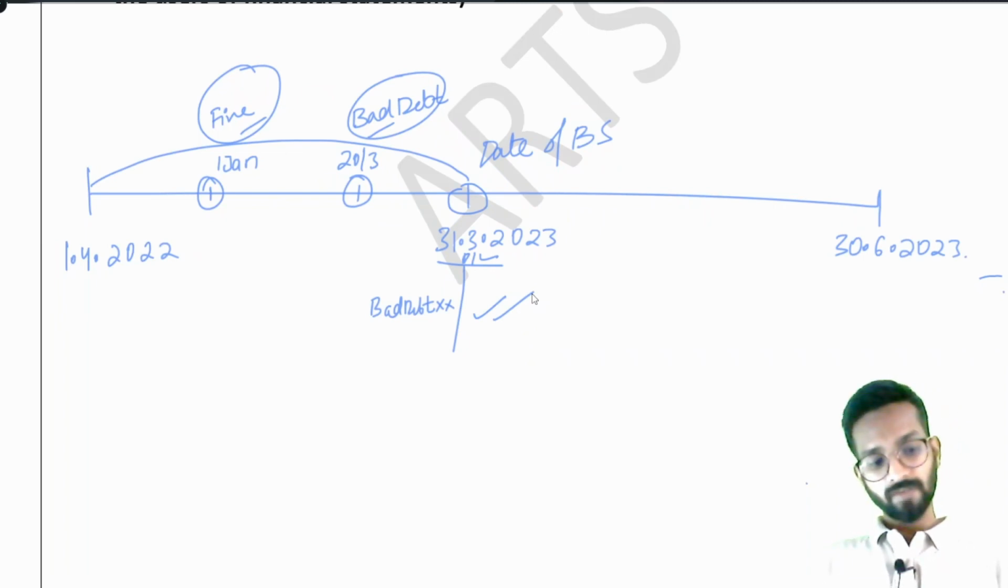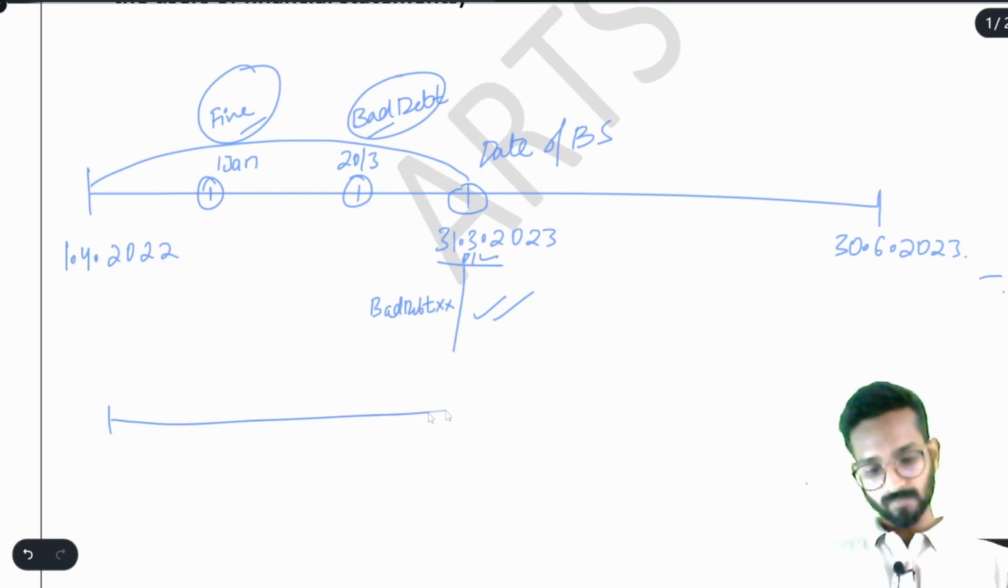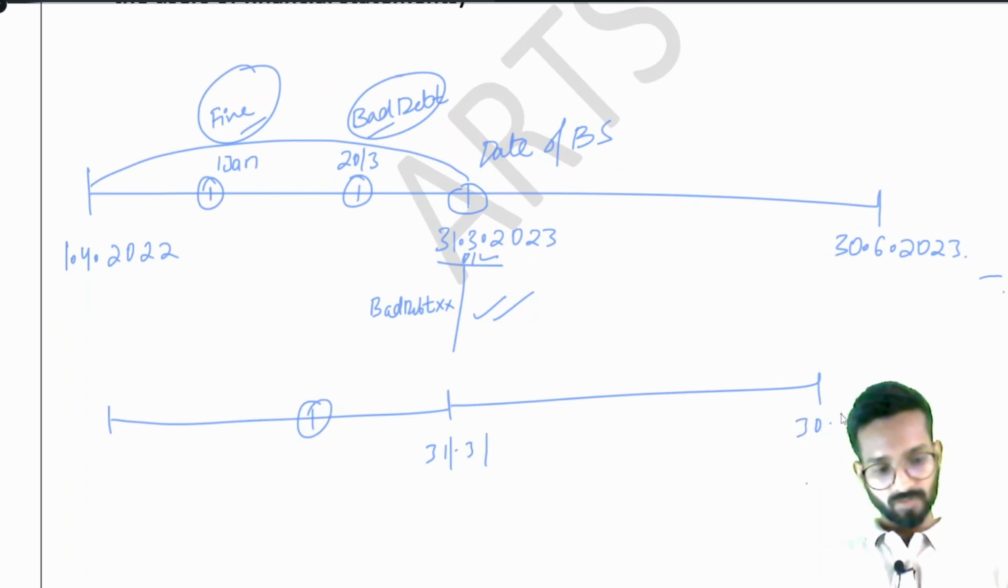Understood? When will it be an adjusting event? See, an adjusting event will be when the fire happens on 31st March here, before 30th June. The fire happened on 10th March and the bad debt happened on 10th April.